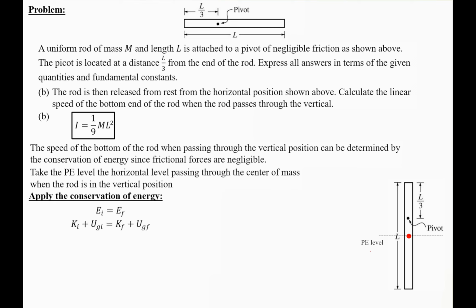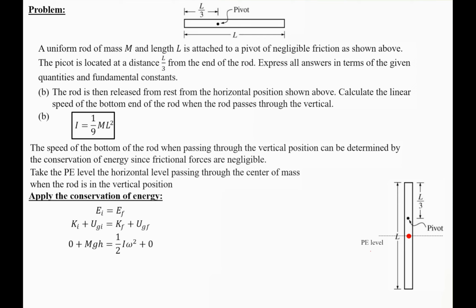Energy initial is equal to energy final. Ki plus Ugi is equal to Kf plus Ugf. Now initially we don't have any kinetic energy or speed, so that would be 0 plus mgh, which is equal to half I omega square plus 0. Now here, why don't we have translational speed? Because we're assuming that the rod is performing pure rotation and there is no translation.